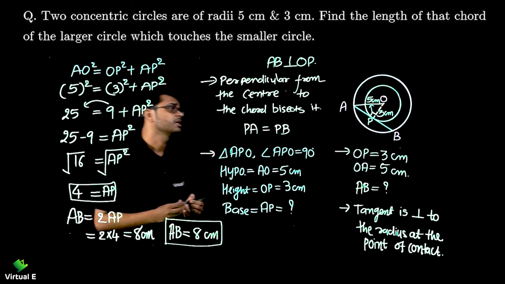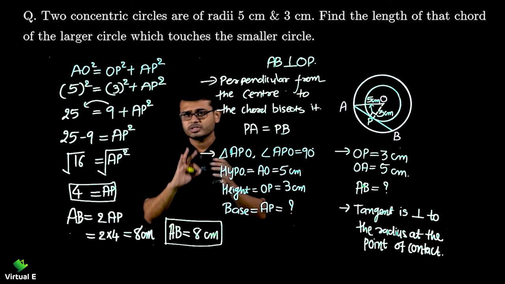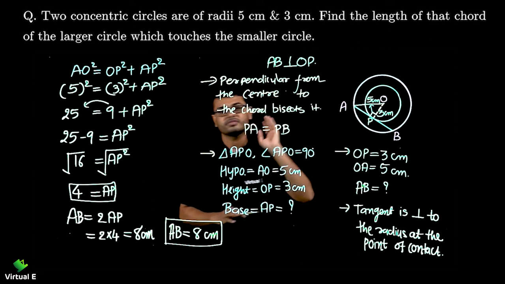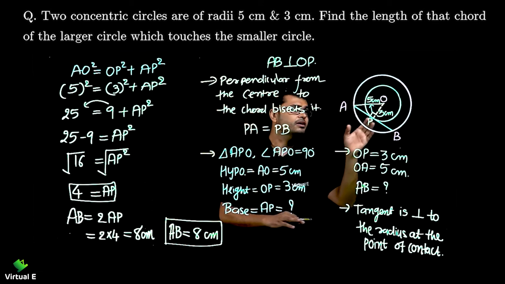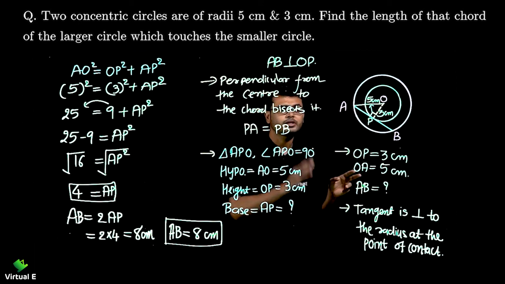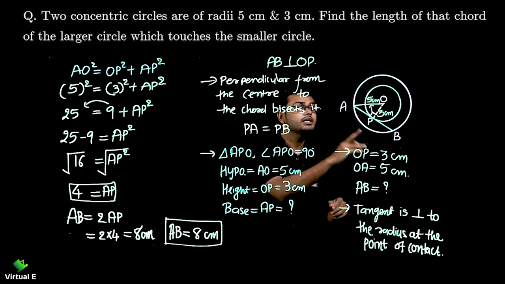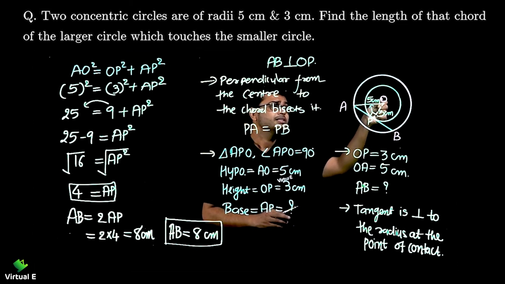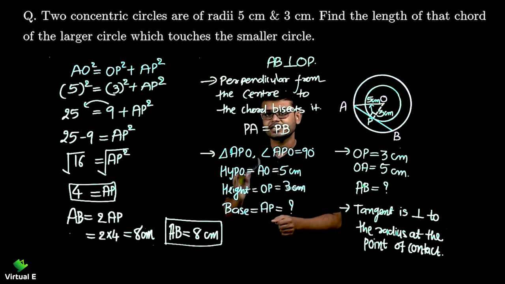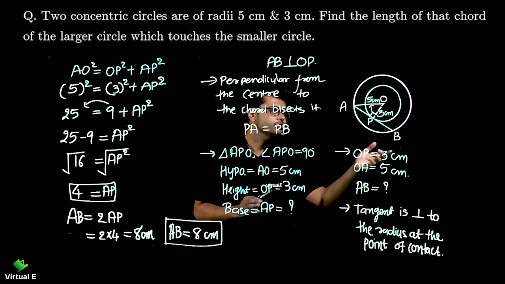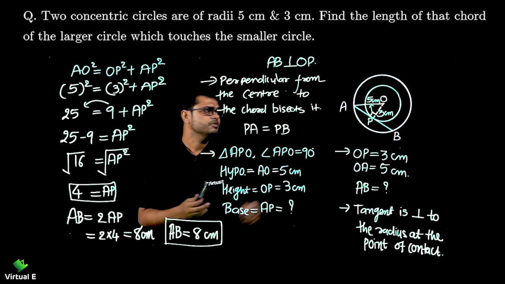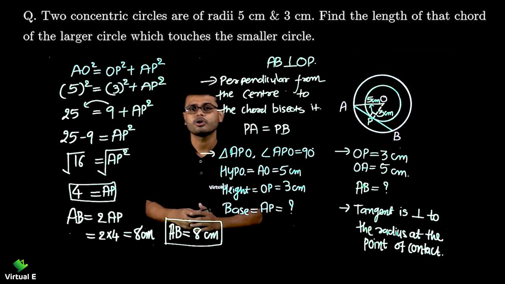Let's recall the steps. It is given that this is the case of concentric circles. The chord touches the smaller circle and it is the chord of the larger circle, so this will be the figure. Two radii are given. We need to find the length of the chord, and if we draw a perpendicular from the center, that will bisect the chord, so PA is equal to PB. Then we take only one right triangle, APO, and get the value. This is how we solve sums related to concentric circles.